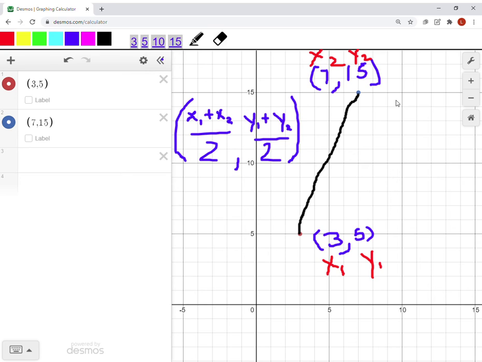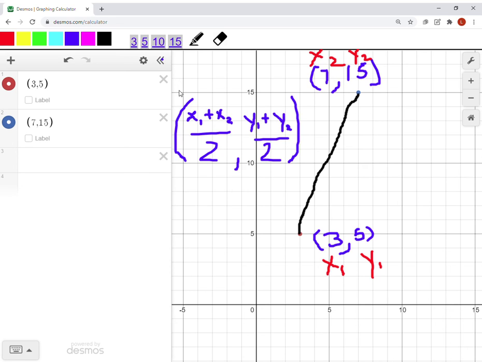So really what we're doing here with our formula is we're adding together our x values and dividing by 2 to get our x midpoint, and we're adding together our y values and dividing by 2 to get our y midpoint. Now, you may be thinking, that's pretty much just finding the average of each, and you'd be right. We're just finding the average x-coordinate and the average y-coordinate between the two that we're given.